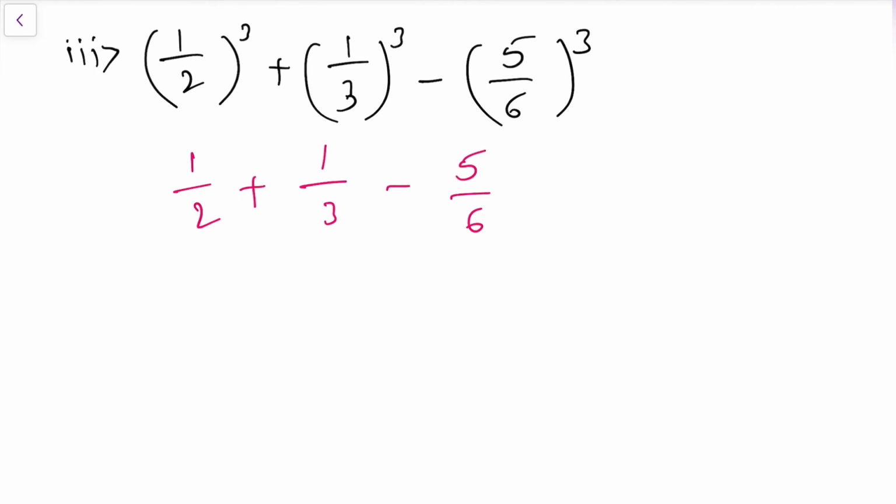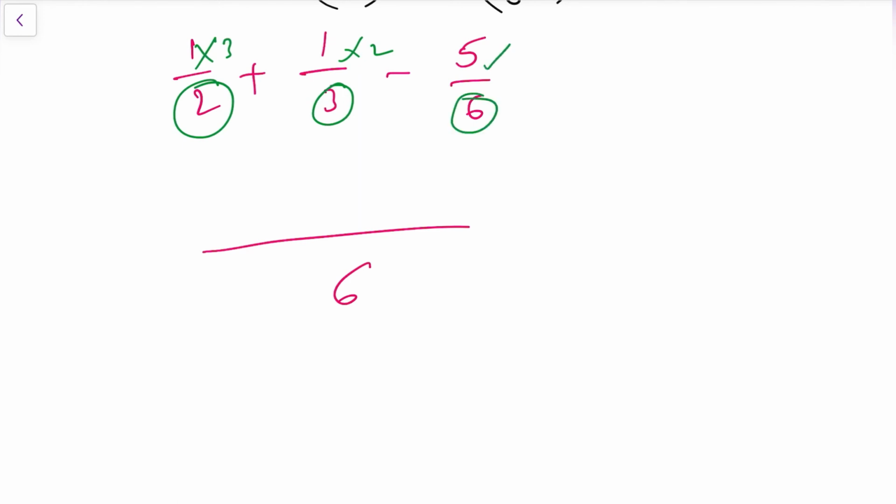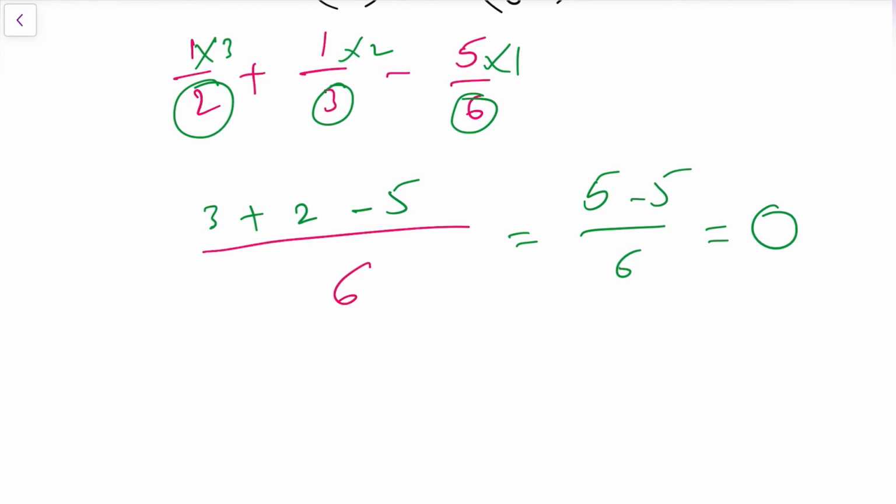Here all the denominators are different, so I will take the LCM. LCM of 2, 3, 6 is 6. In 2 table, where 6 will come? 3 times. In 3 table, 2 times. In 6 table, 1 time. So 1 3s are 3, plus 1 2s are 2, minus 5 1s are 5. 3 plus 2 minus 5 by 6. 5 minus 5 is 0. 0 by anything is 0. So here a plus b plus c value is 0.